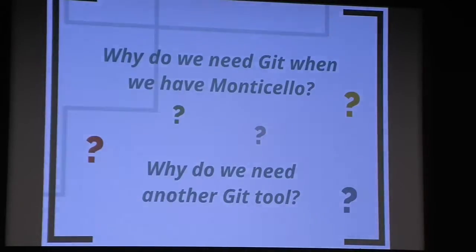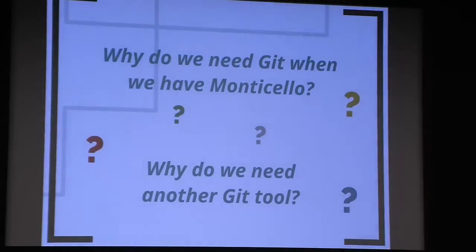But when I start talking about this, maybe you are asking yourself two questions. The first one is, why do we need Git when we have Monticello? I think there are a lot of people that have already answered that question. And the other one is, why do we need another Git tool? Because there are already Git tools for Pharo and for other Smalltalks. So I will try to answer those questions today.